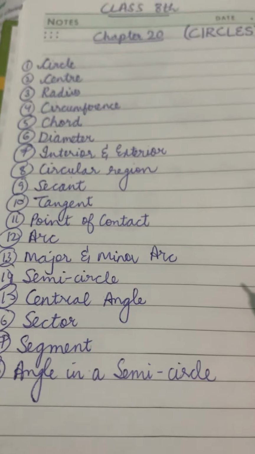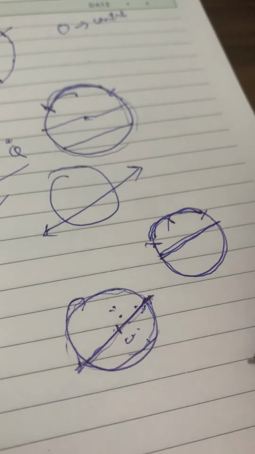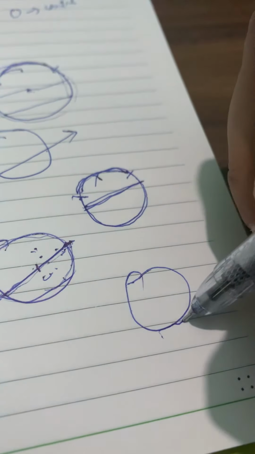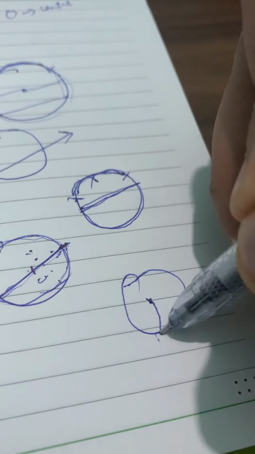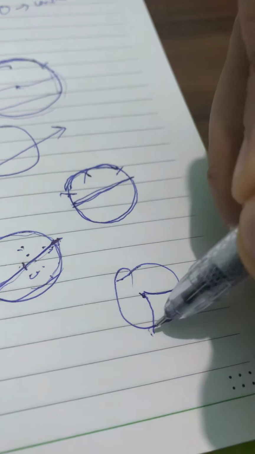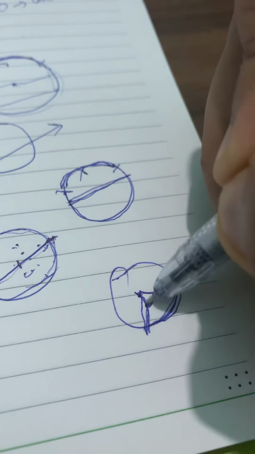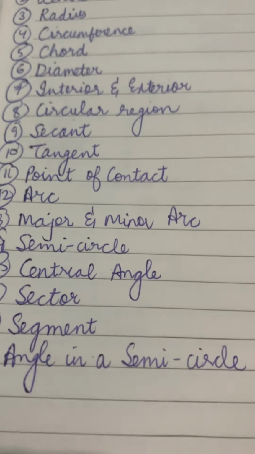Next is your central angle. The angle subtended at the center is called your central angle. Suppose this is your circle and this is my arc, and this is my center. The angle subtended by the arc at the center is called my central angle.